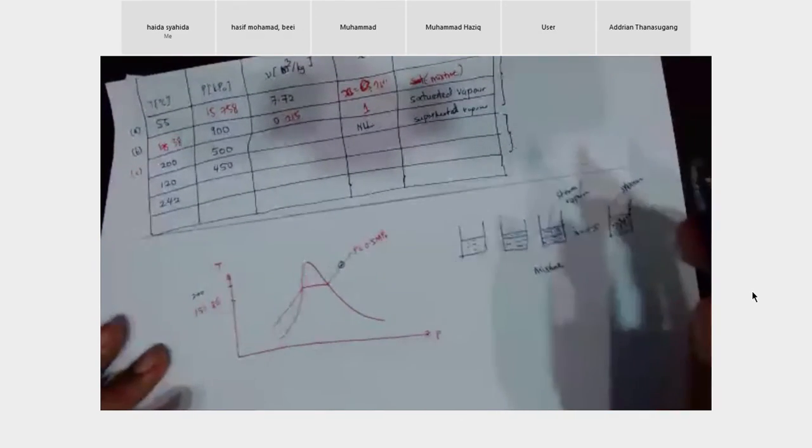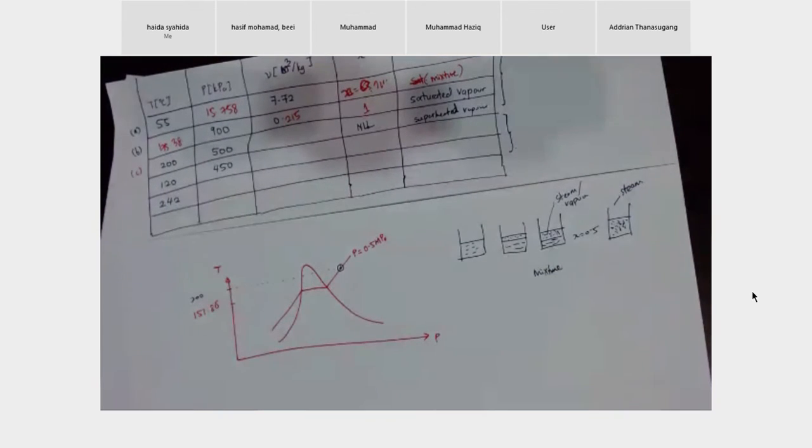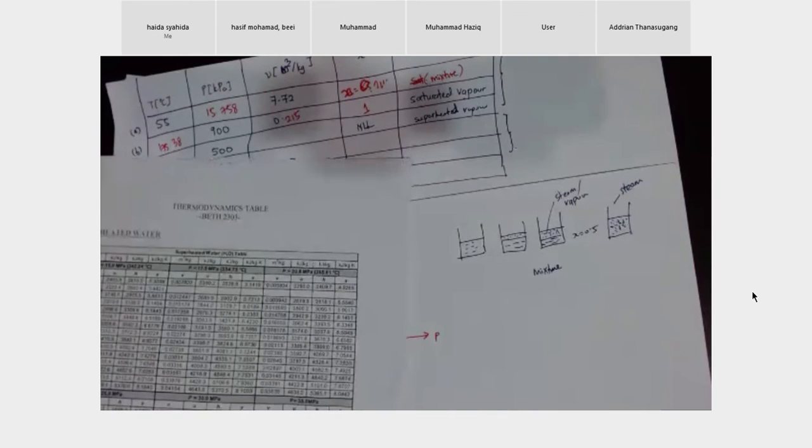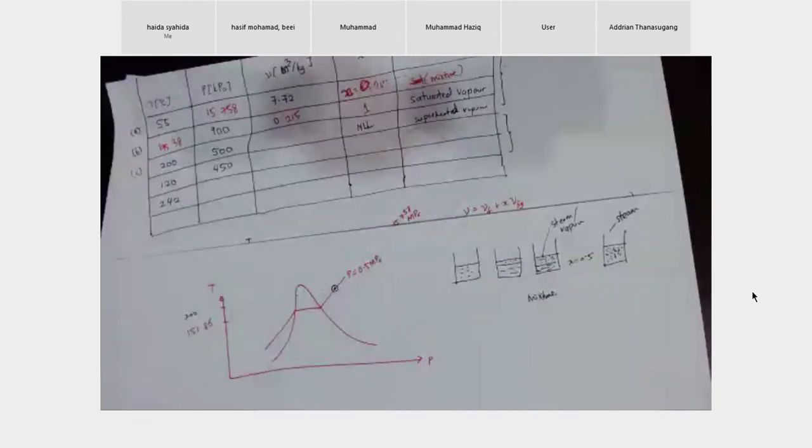So bila table C, so kita tengok table C 0.5. Mana table C? So table C, where's the table C? So table C 0.5. Mana 0.5? Mana table C?